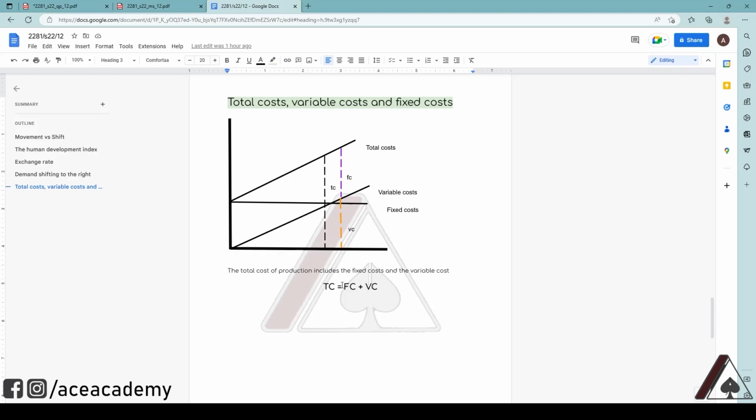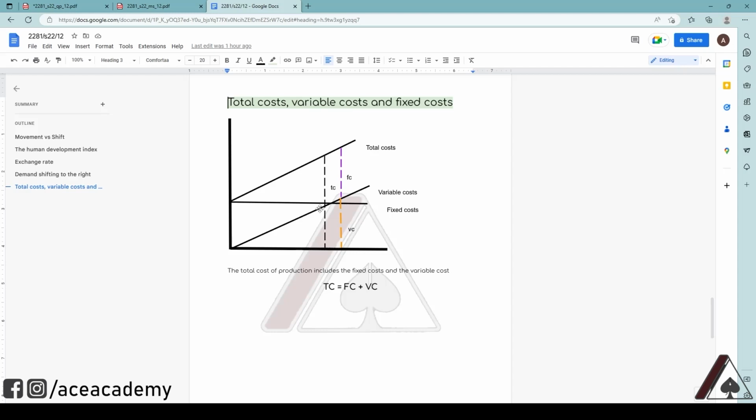Now, this is what the equation is. The total cost is the addition of the fixed cost plus the variable cost. So the difference between the total cost and the variable cost is the addition of fixed cost. Therefore, the total cost is this curve, and this is the variable cost. The difference between the total cost and the variable cost is the addition of fixed cost that we can see over here, which is the purple marked line.